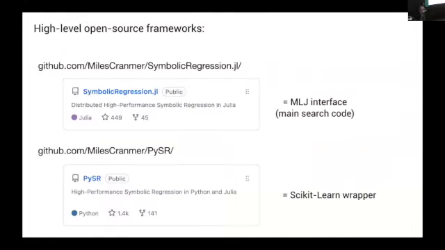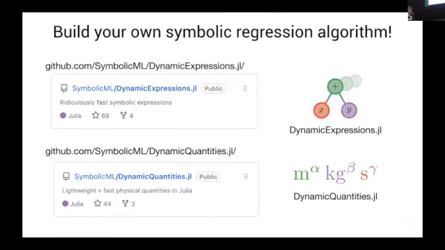Okay, how can you do this? I have two tools if you're interested: SymbolicRegression.jl and PySR. These are tools for doing this task of symbolic regression. They are both genetic algorithms, and they search over equations to optimize some problem. If you're interested in this research direction, there are also these backends that I wrote. So if you want to write your own symbolic regression algorithm, you could rely on this. These are the high performance primitives, if you're interested.